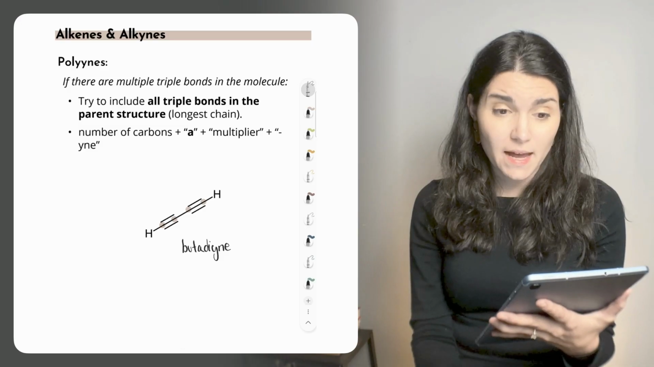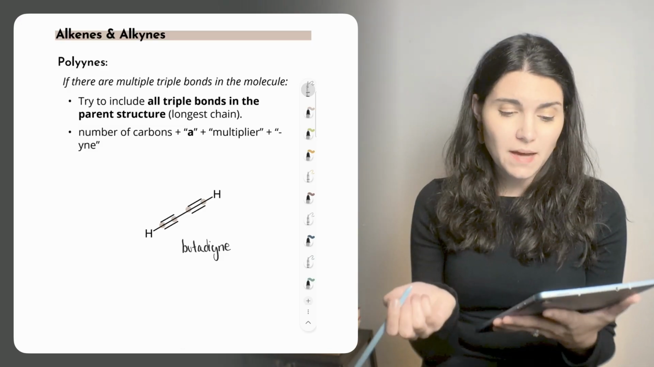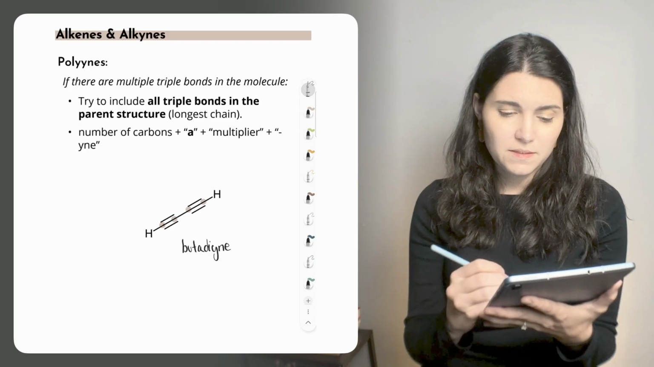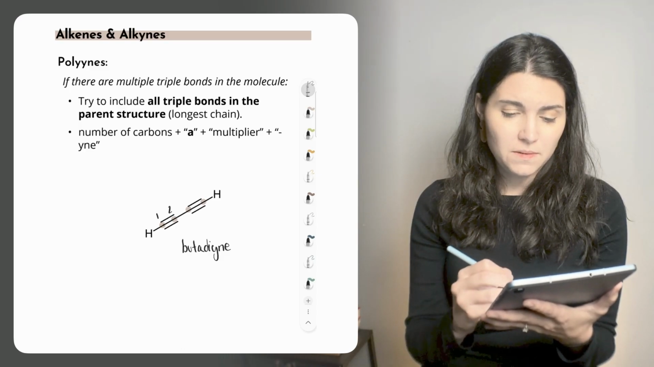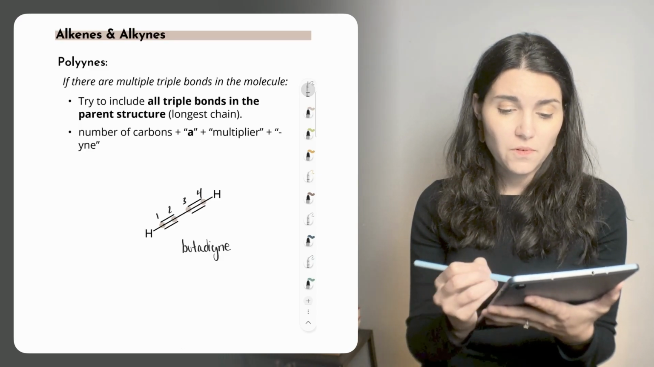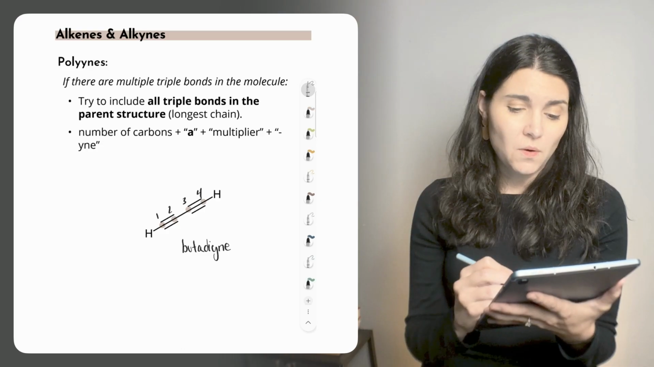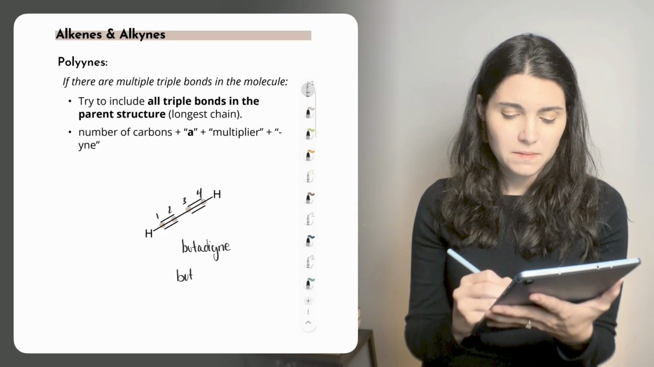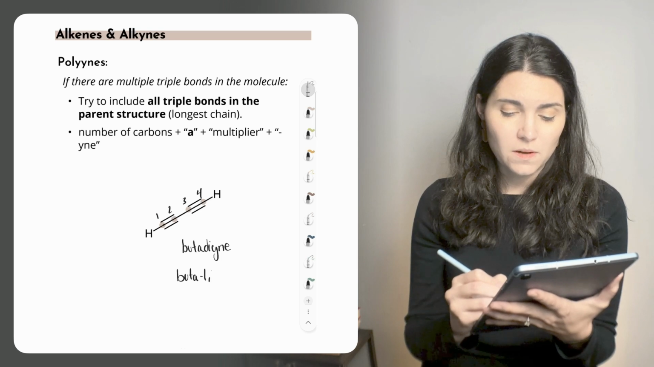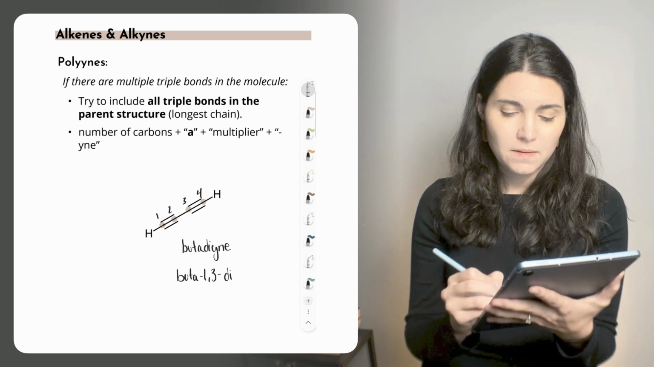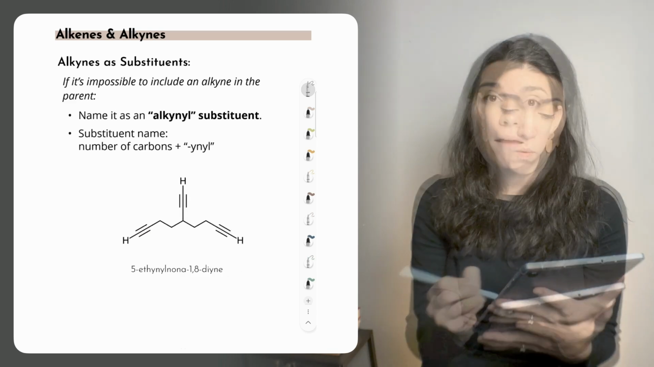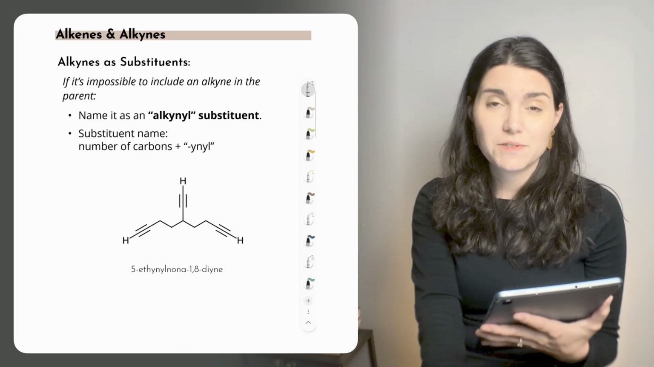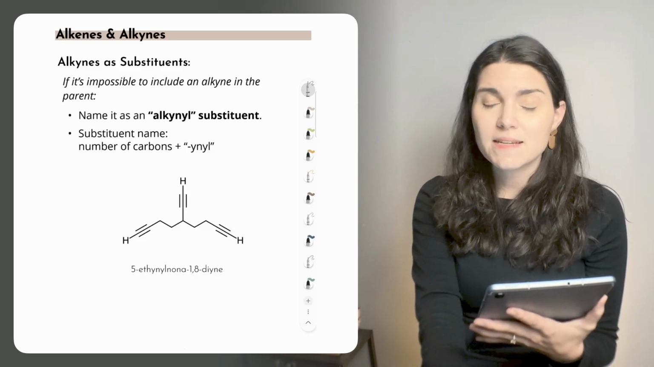So butadiyne. And to be more correct, we would actually prefer to add the locants in here. So 1, 2, 3, 4. So the triple bonds start on 1 and 3. So this is buta-1,3-diyne.